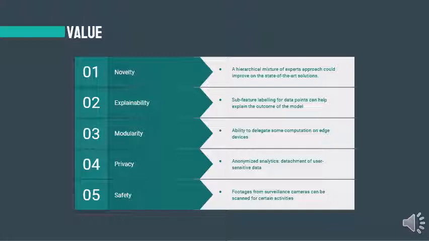Since experts do not need to reside on the same machine, we could delegate some computation on edge devices by pushing some light experts on the edge, for example. This could potentially provide a privacy-preserving solution, since we do not necessarily need to share the images to the main network at the server side. We just need the outputs of the experts. And lastly, the solution idea itself of human activity classification, regardless of the architecture that we're going to use, can be used for safety analytics by detecting certain activities from footage of security cameras, for instance.